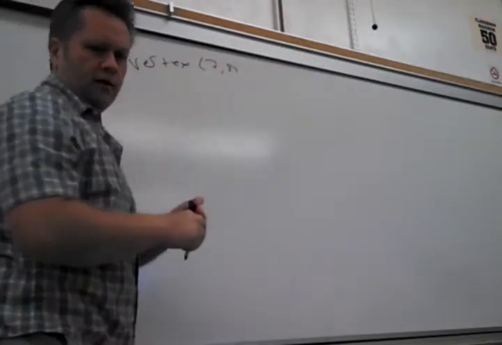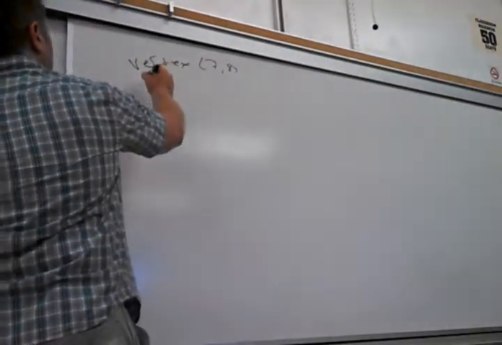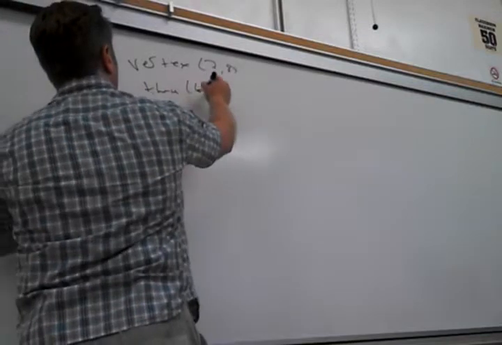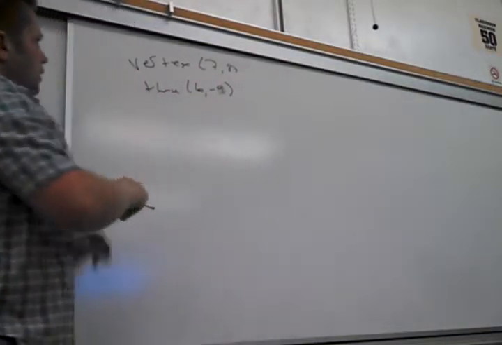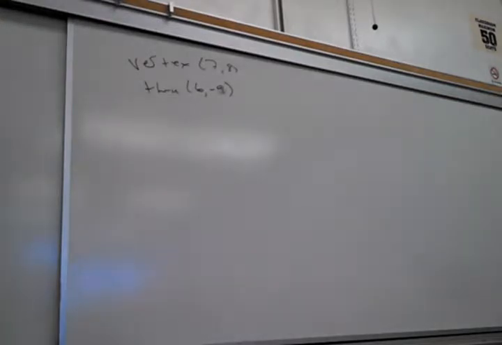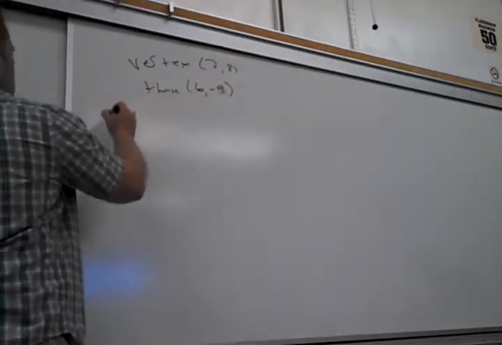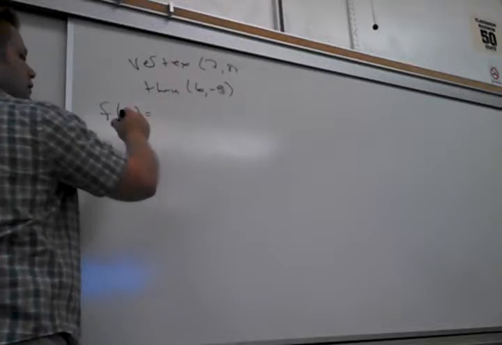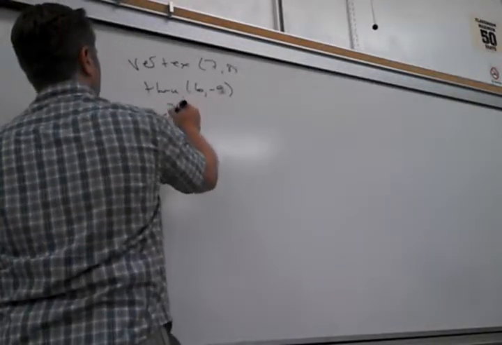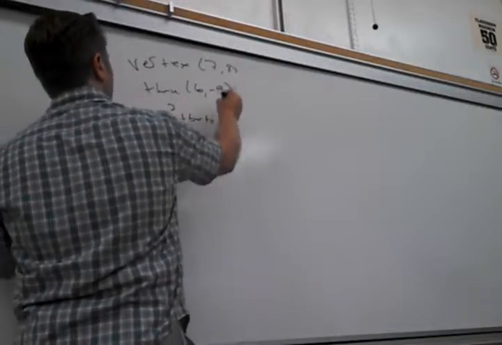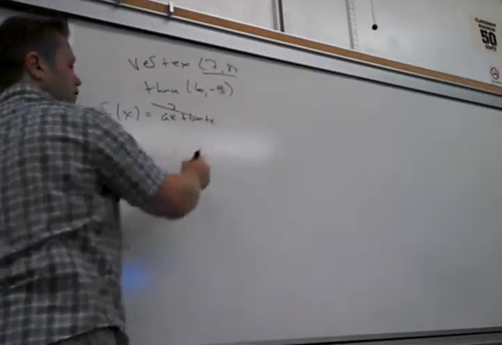So vertex (7, 8), and it passes through the point (6, -9). I'm on my third attempt, so if I do it, I'll mess it up. So what do you know parabola looks like functionally? What's the form of the function, x squared? And considering that they told me what the vertex is, why is that not the form I want to use?